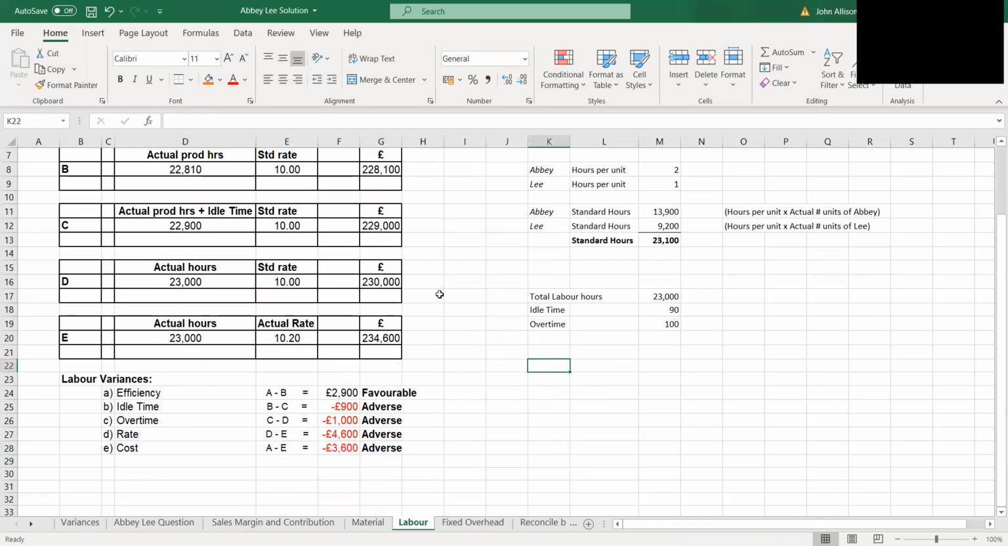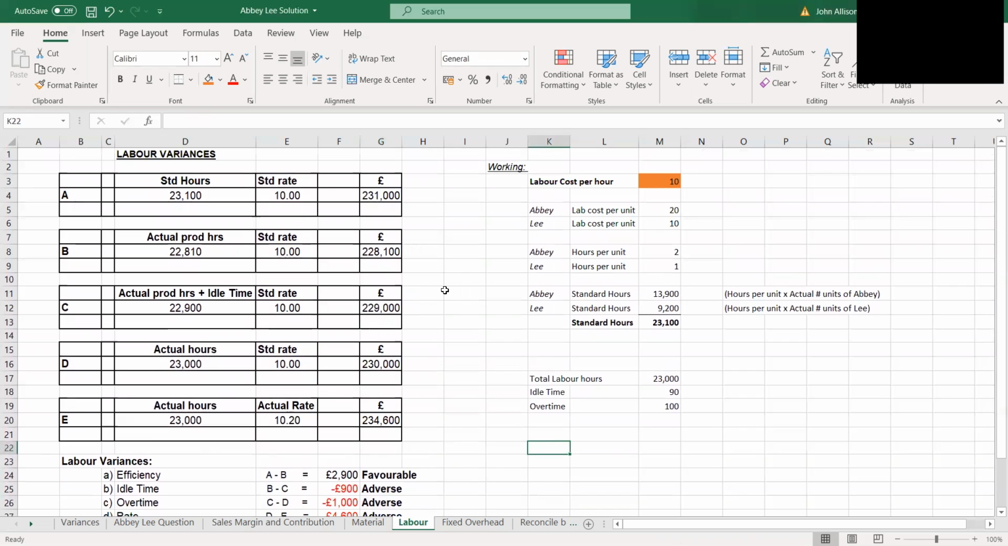Okay, so hopefully we can now calculate all these. So just one more to go with the fixed cost variance. And that'll be us having finished the variances. Then we just need to reconcile the budget.